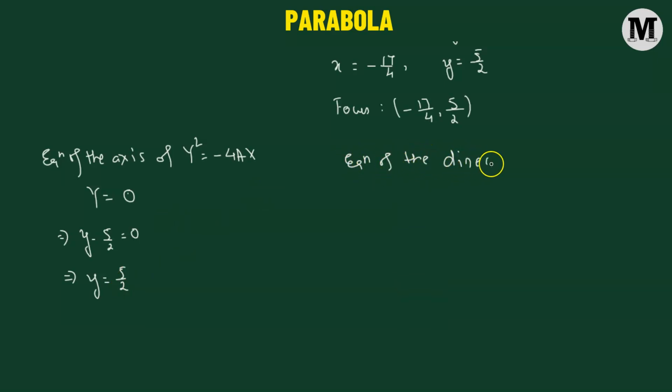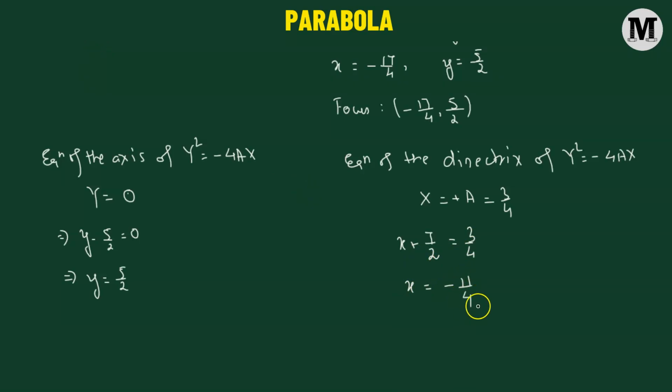Then we have the equation of the directrix of y squared equals negative 4ax. Since this is a left-facing parabola, its equation will be given by X equals positive a. Now a is 3 over 4, so X will be equal to 3 over 4. However, we have chosen X to be x plus 7 over 2. Solving for x, we have 3 over 4 minus 7 over 2, and we get negative 11 over 4. This is going to be the equation of the directrix.